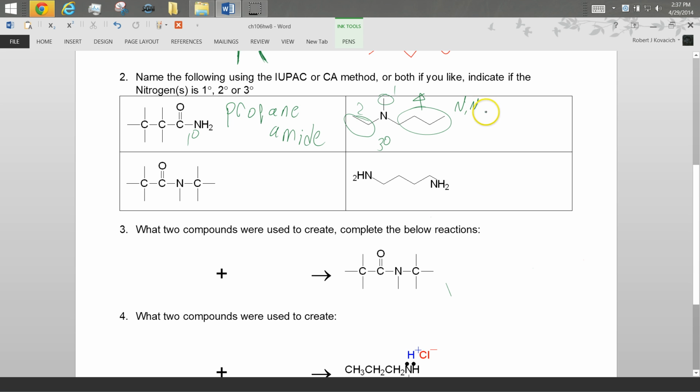There will never be 3 N's. There will never be 3 N's. Butane's the root. Are we okay with that? N,N-ethyl methyl butanamide? I'm sorry, amine. So it's an amine because there's a nitrogen there not attached to a carbonyl carbon. It's butane because the longest carbon chain is 4. And then attached to the nitrogen, I also have a 2 carbon chain and a 1 carbon chain.